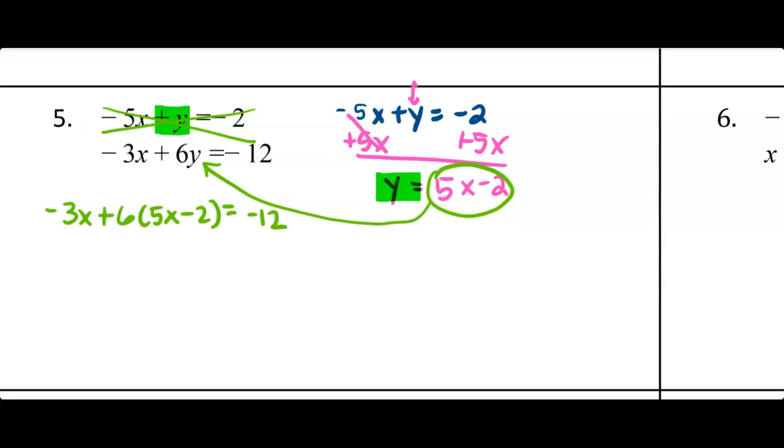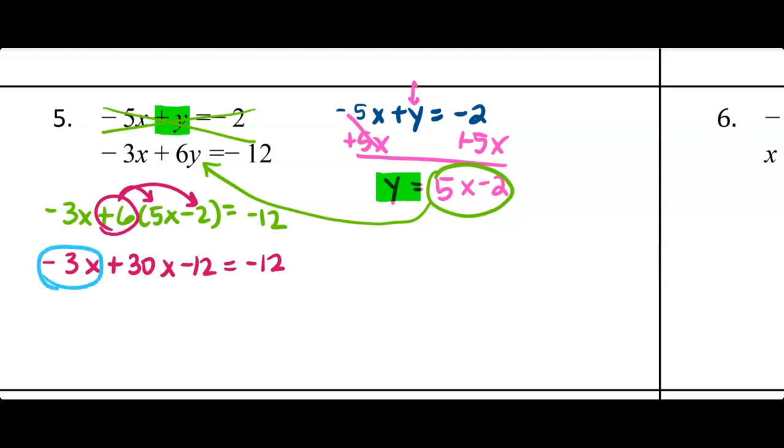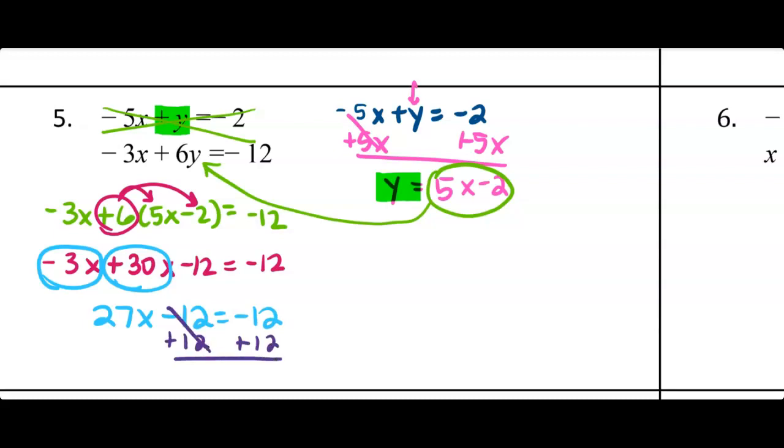Then, just like before, I'm going to distribute my positive 6 into both, get negative 3x plus 30x minus 12 equal to negative 12. I can then combine my like terms, which is the negative 3x and the 30x, and that'll give me 27x minus 12 equal to negative 12. Then I want to get my x by itself, so I'll add 12 to both sides, giving me 27x is equal to 0.